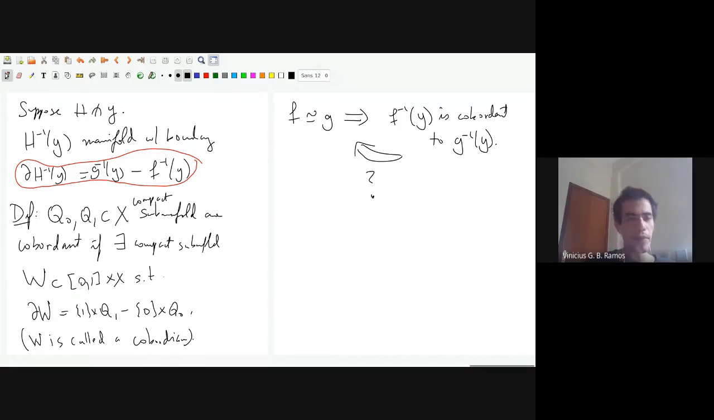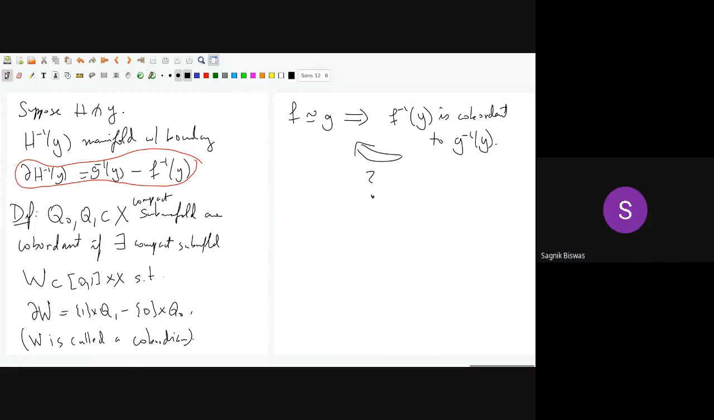Does everybody understand what a cobordism is? Yes. Okay. Maybe I should draw a picture.